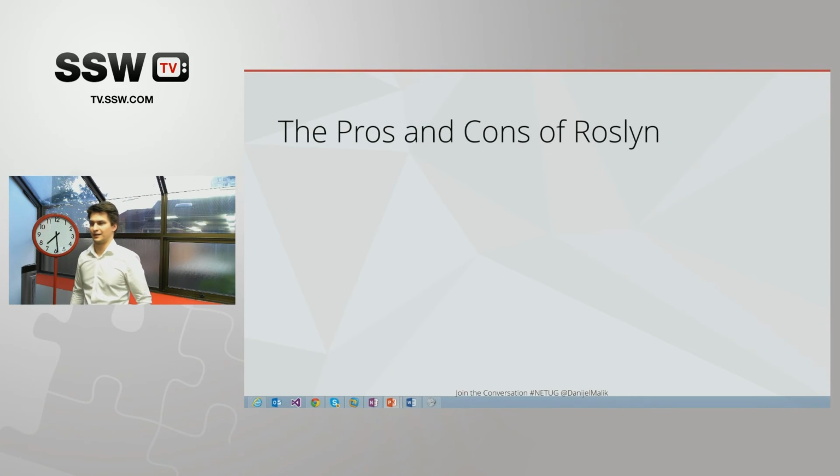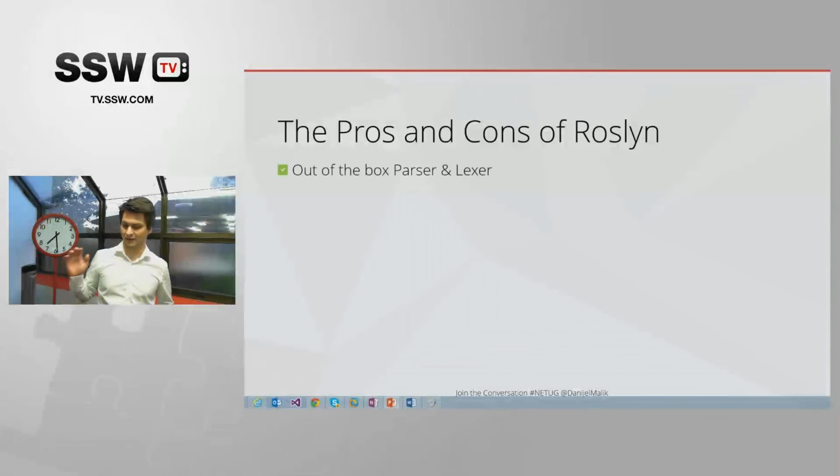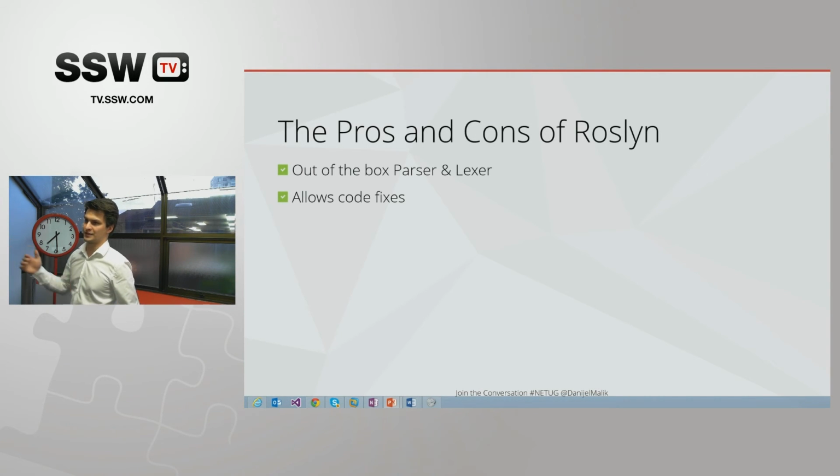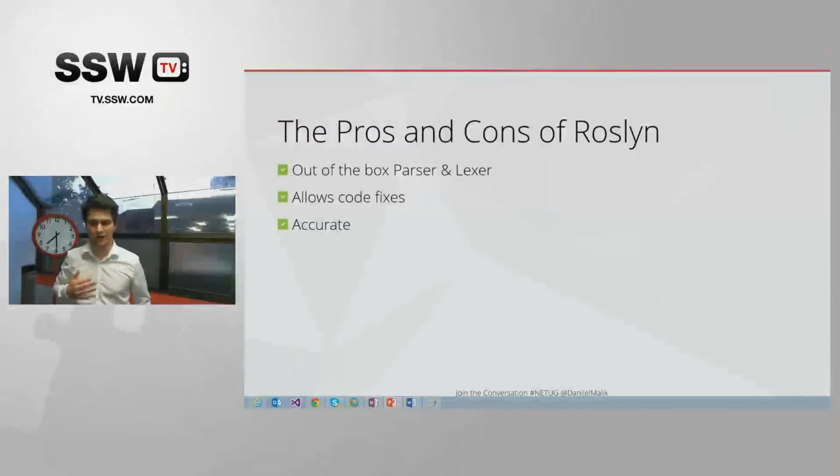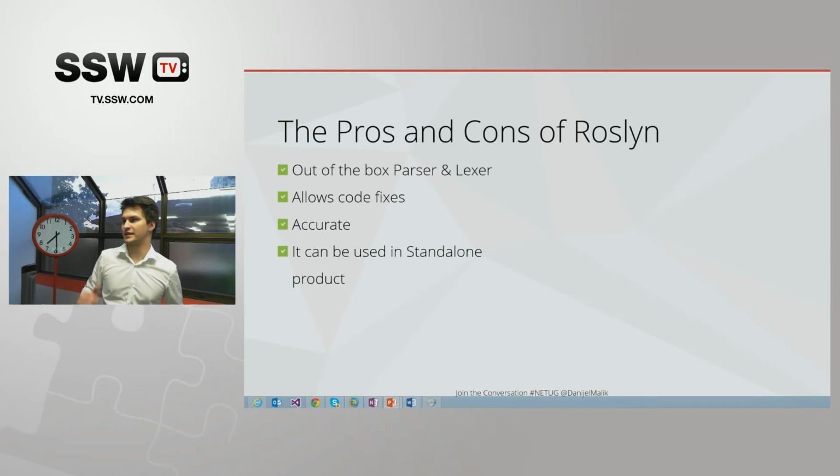Before we conclude with the session, I wanted to talk about a few pros and cons of Roslyn. You have seen the power, what I can do with it, because I have a parser and lexer there. And the great thing that I'm looking forward to is that I'll be able to apply those changes straight away to your code without caring about how you will fix it. I can do it for you now. The great thing is that now I have something that's accurate. I didn't have that before, and I'm really happy with that. And I can use it in my standalone product.